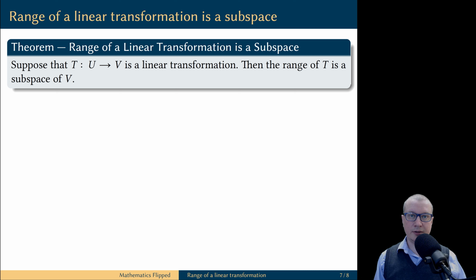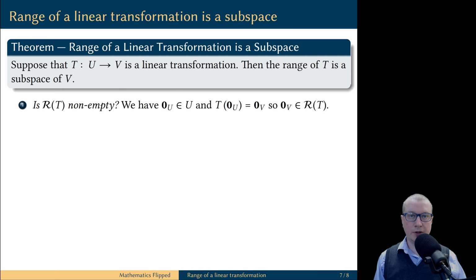Let's apply the three-step test for a subspace. First, let's check that the range is non-empty. We don't know what vector space U is, but for sure it must include the zero vector. Therefore, we can compute the value of the linear transformation on the zero vector in the domain, and we know that all linear transformations send zero vectors to zero vectors. Therefore, the zero vector of the codomain is a member of the range.